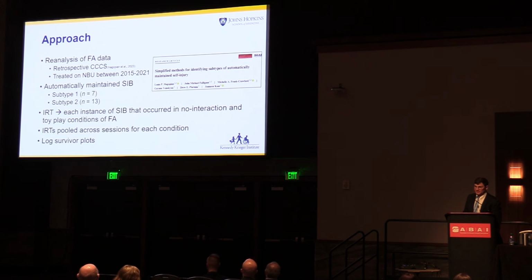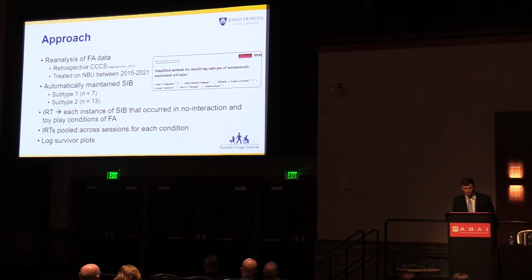So I thought it would be neat to demonstrate how we might apply this bout analytic approach to SIB data from individuals with subtype 1 and subtype 2 SIB, to see if we can potentially gain some insight into what might be going on in terms of different variables that are underlying the differential persistence of treatment-resistant subtype 2 SIB.